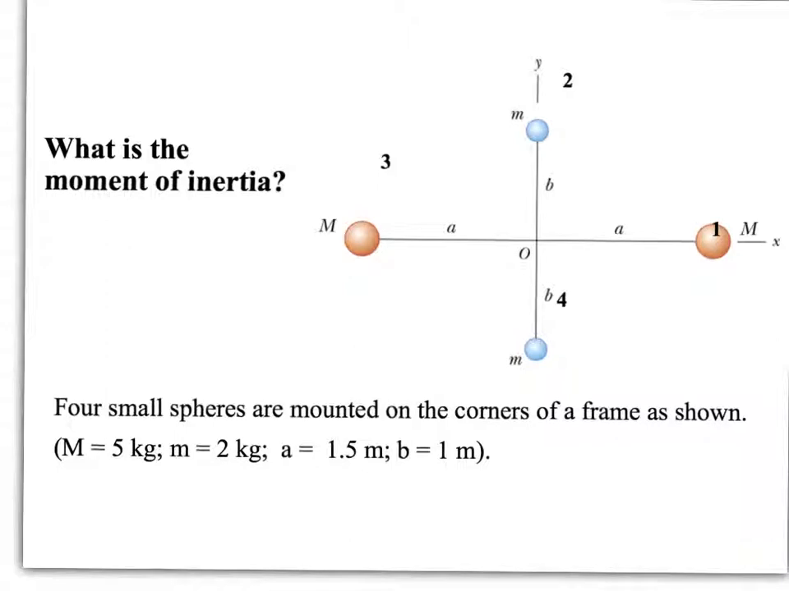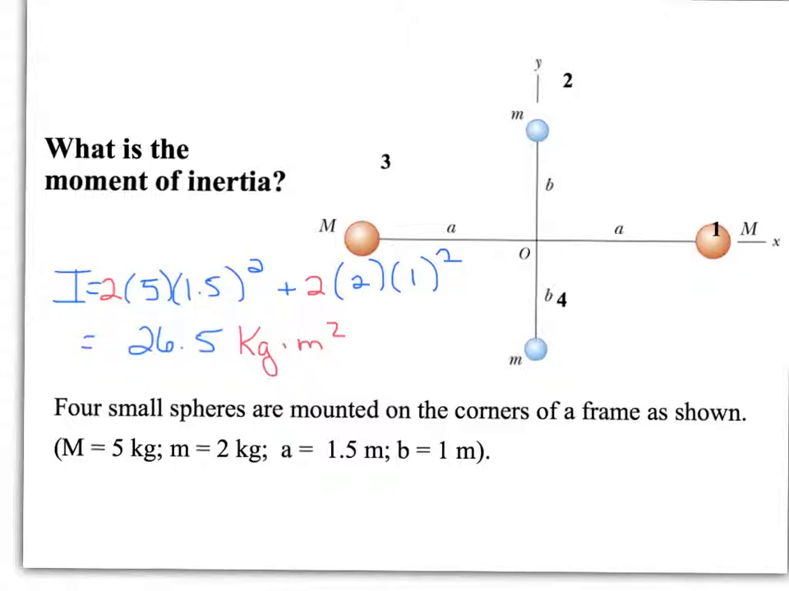So let's take a look at a very simple example, finding the moment of inertia of a system of particles. So we have 4 particles, and the 2 larger masses, m, each have a mass of 5 kilograms, and they are 1.5 meters away from the axis of rotation. You have 2 smaller masses, which are 2 kilograms, and they are a distance of 1 meter away from the axis of rotation. Now, moment of inertia is a scalar quantity, just like mass. So that means if we find the moment of inertia of each individual piece, we can just add them all together. We can just sum them up to get our moment of inertia.